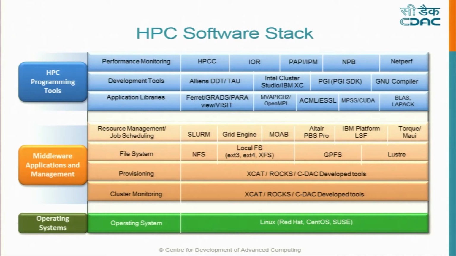So you have a compiler like the GNU compiler, or there are paid compilers like PGI, or hardware-optimized compilers from Intel called Intel Studio XC, which contains a parallel debugger as well as the compiler. There are also third-party tools like Allinea DDT, which is actually a parallel debugger.